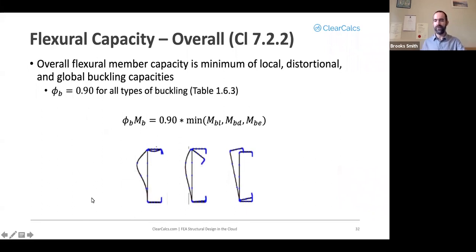Overall then, that's all the information you need for your flexural member capacity. The phi value for all types of buckling is 0.90. So then your overall factored flexural member capacity is equal to 0.9 times the minimum of M sub BL, M sub BD, and M sub BE. Minimum of your local, distortional, and global buckling capacities.